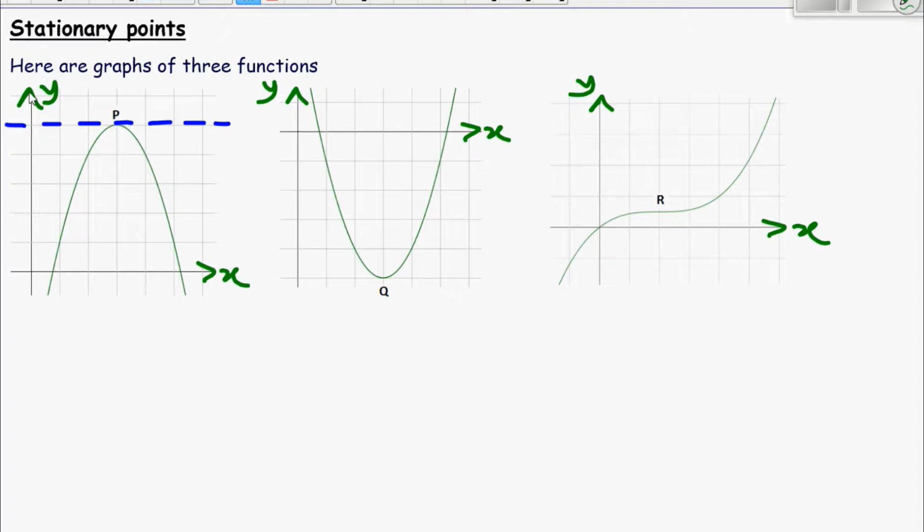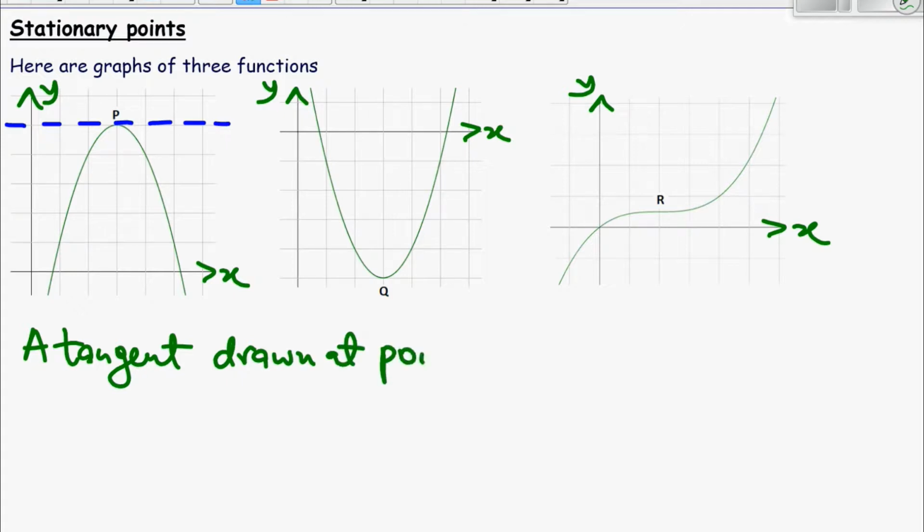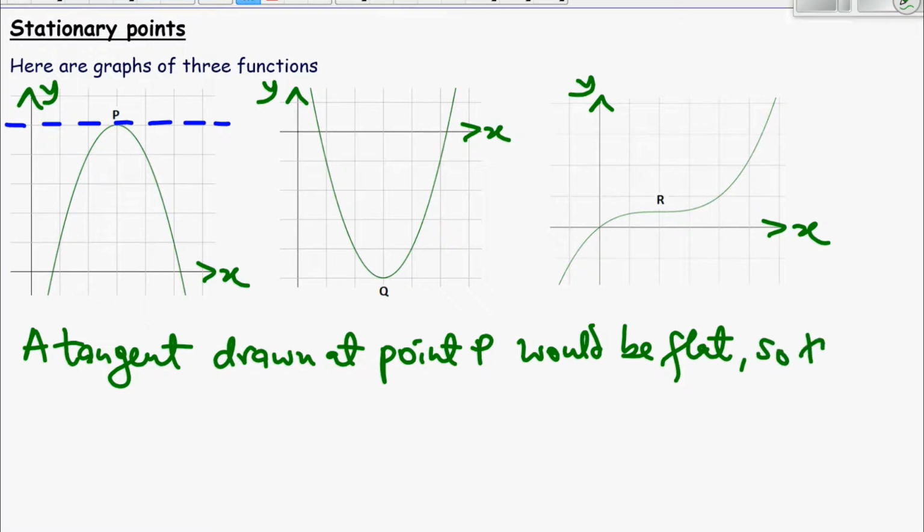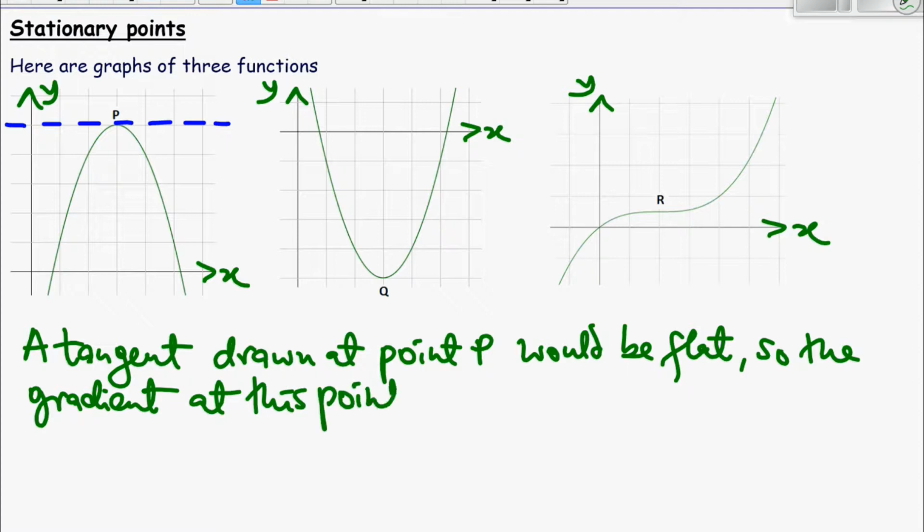So a tangent drawn at point P, and these are just observations based on what we can see, will be flat, and so the gradient at this point will be 0.